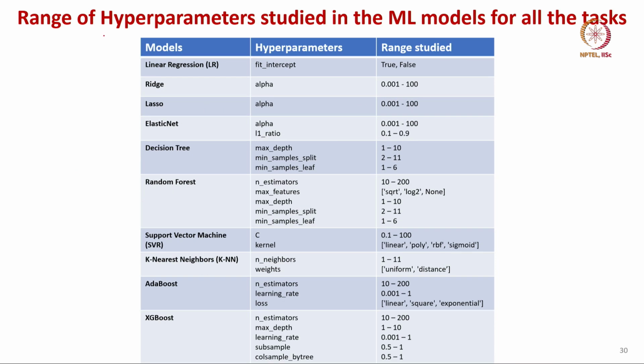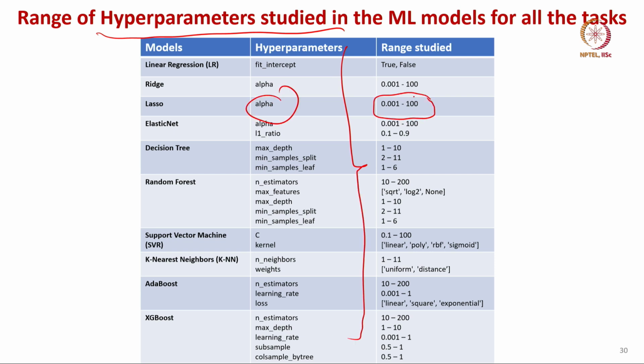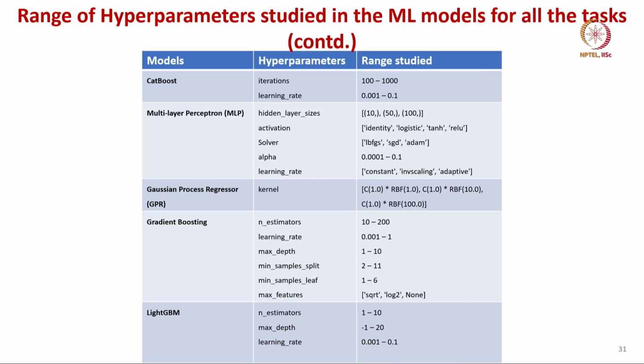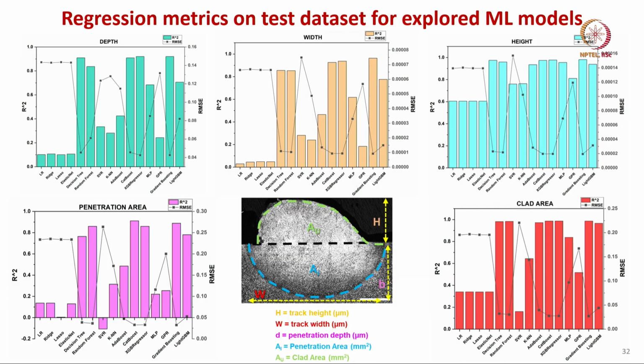Different hyperparameters were studied in the machine learning models for all the tasks: linear regression, ridge, and lasso, where alpha has values from 0.001 to 100. These different ranges are also studied, and subsequently other models, CatBoost and MLP multi-layer perceptron, were used, Gaussian process regression GPR, and gradient boosting method GBM and LightGBM.